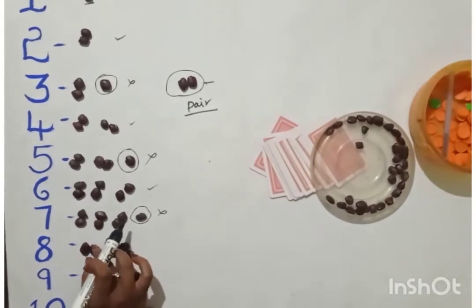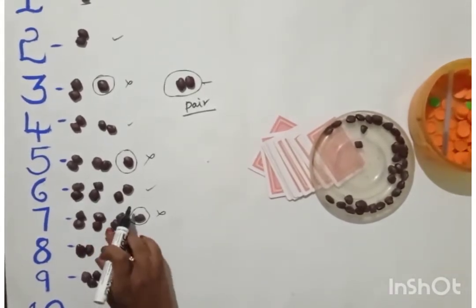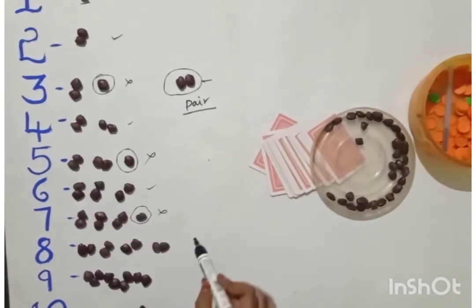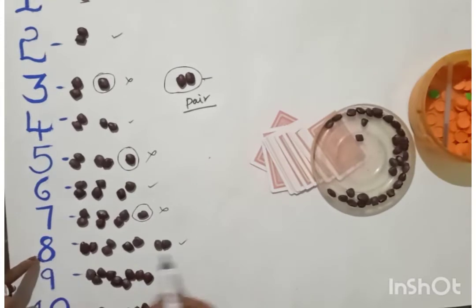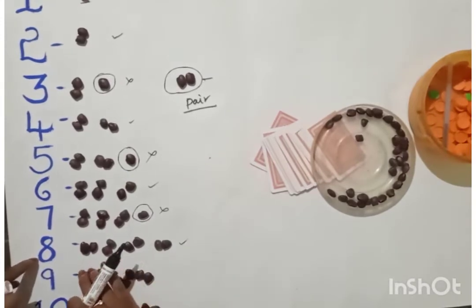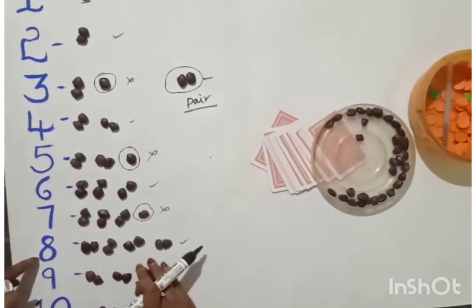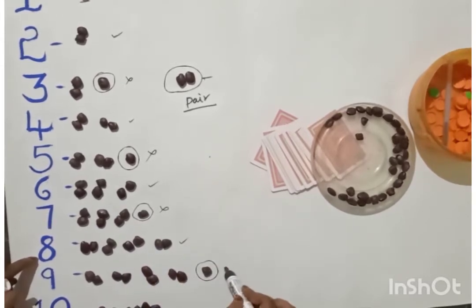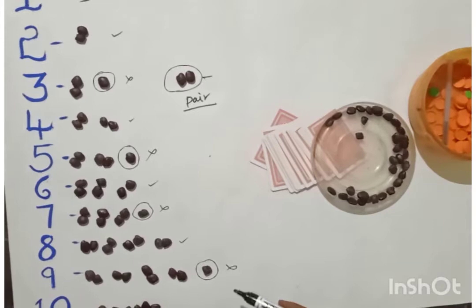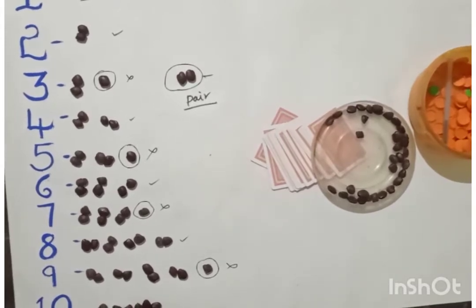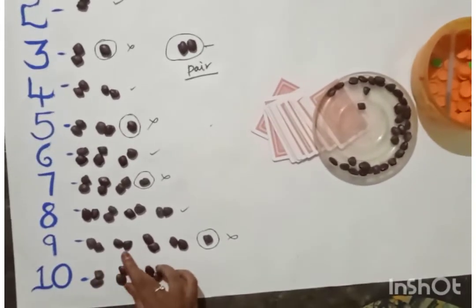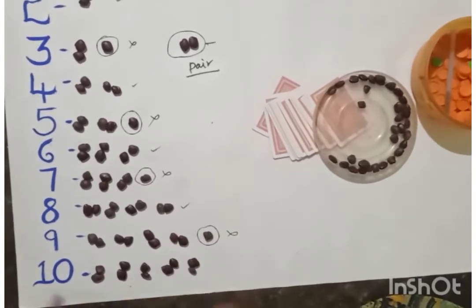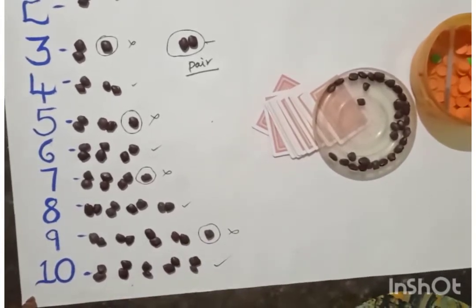Then 8. Let's start making pairs. 2, 2, 2, 2. See here, 4 pairs are formed. Nothing left. So we can make complete pairs. Then 9. 2, 2, 2, 2, 1 left. Here if you observe, 1 left. It means we cannot make it a complete pair. Then if you observe 10. 2, 2, 2, 2, 2. Then you see here, 5 pairs. See here, we can make complete pairs.